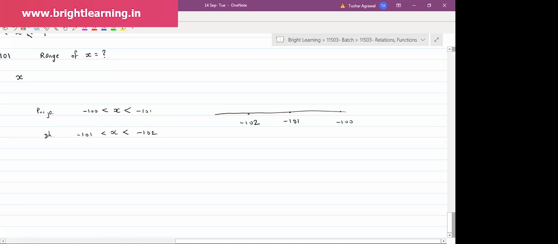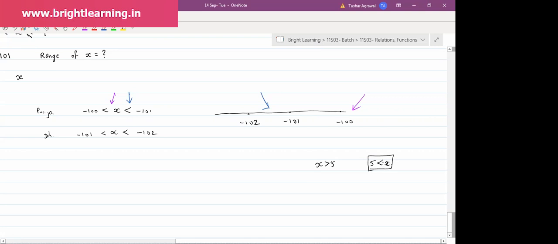So x is greater than -100. For Pujita, x greater than -100 means here should be your x. And at the same time, x should be less than -101, which means it should be to the left of -101. How is it possible? Earlier also I told you, make it a proper habit to picturize and write the inequalities properly. x greater than 5 or 5 less than x, they are exactly the same. Make it a habit to write this way.